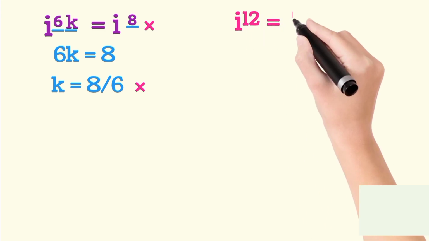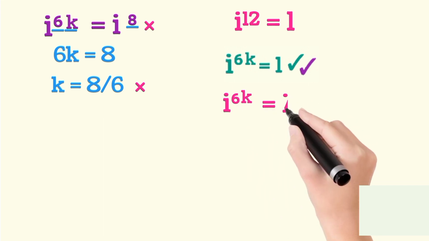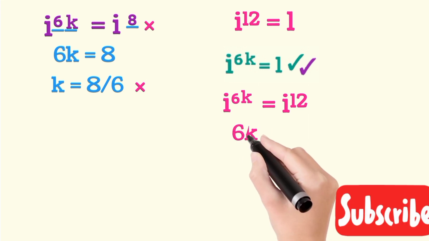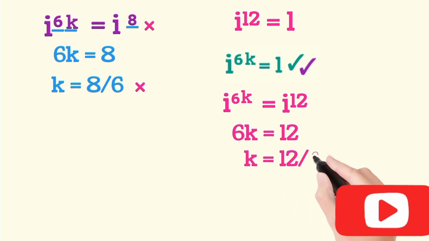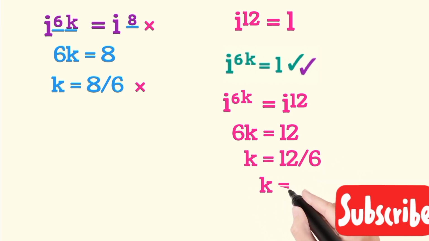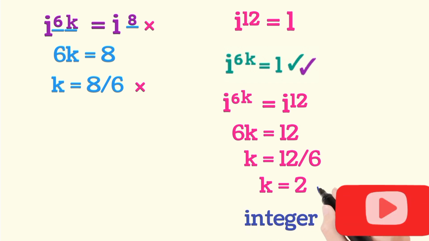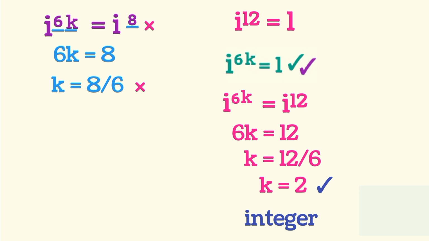So the next value when we will get 1 is i to the power 12. So substituting this value in this equation, we will get i to the power 6k is equal to i to the power 12. Now comparing the exponents, we will get 6k is equal to 12 or k is equal to 12 by 6, which will give k is equal to 2, which is an integer. So k is equal to 2 is the least positive integer for which the given equation is true.